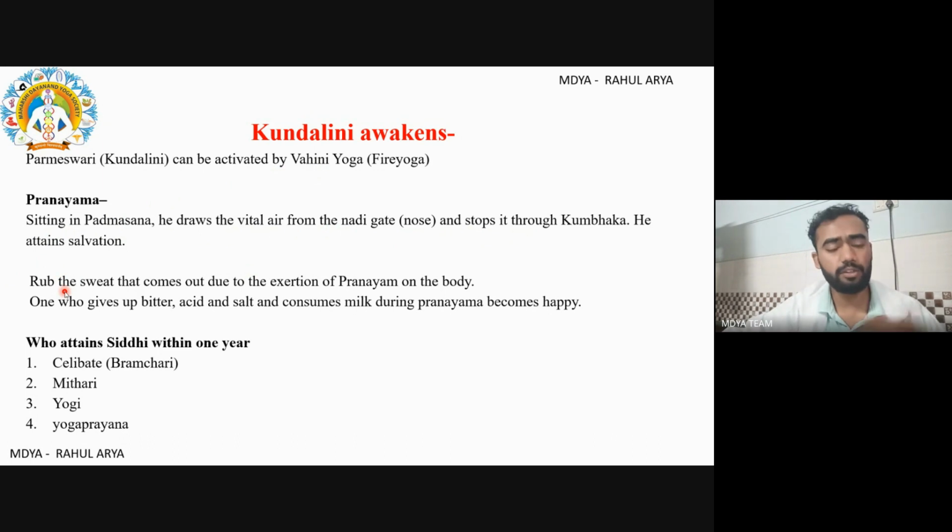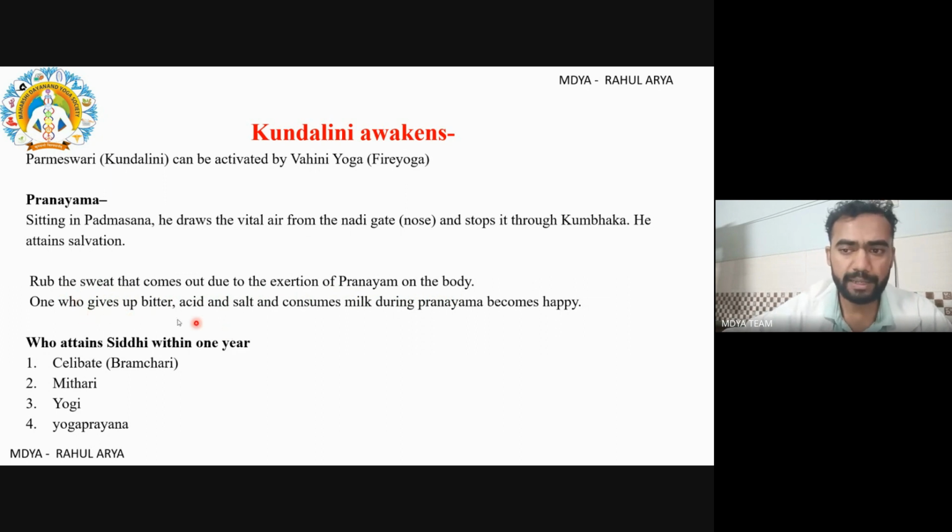And when you continue practicing the pranayam, then you will get sweating. Then what you have to do, if you are getting sweating, is rub the sweat on your body. That sweat comes out due to the exertion of pranayam on the body. So rubbing the sweat is important here.